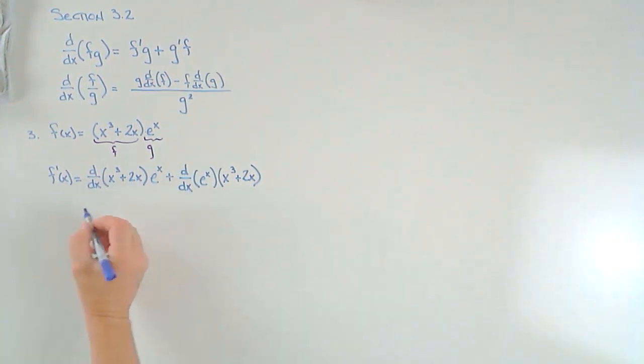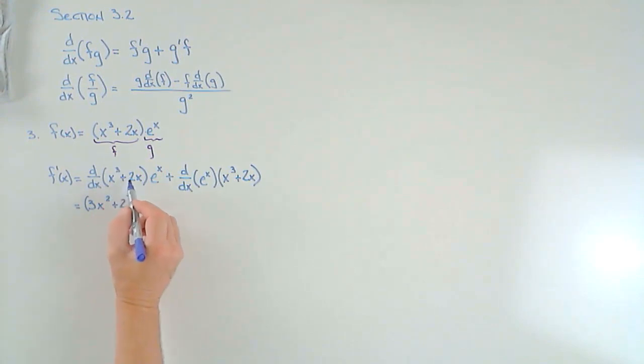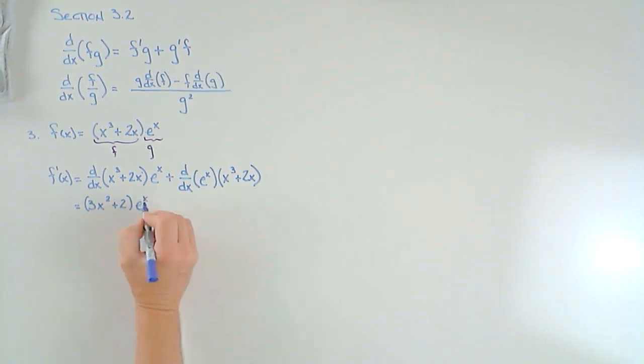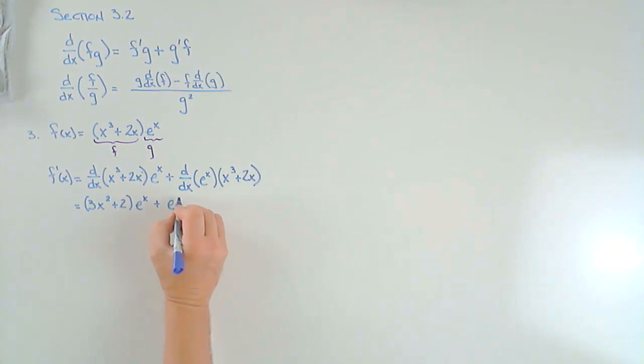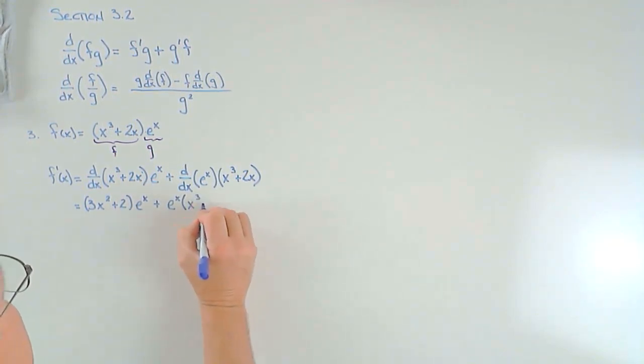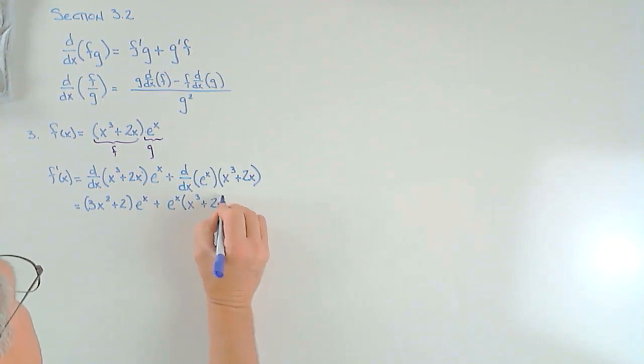Now, this is a polynomial, so the derivative of that is going to be 3x squared plus 2, right? 3x squared, bring down the 3, take away 1. Here you have an exponent of 1, so 1 times 2 is 2, x to the 0. Now we keep the e to the x. We'll distribute in the next step. The derivative of e to the x is e to the x, and we're left with x cubed plus 2x.